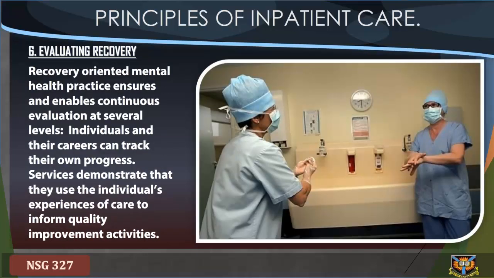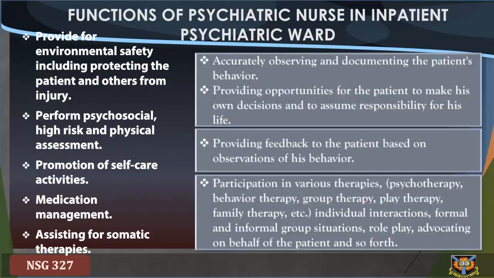6. Evaluating recovery. Recovery-oriented mental health practice ensures and enables continuous evaluation at several levels. Individuals and their carers can track their own progress. Services demonstrate that they use individuals' experiences of care to inform quality improvement activities. The mental health system reports on key outcomes that indicate recovery. These outcomes include housing, employment, education, social and family relationships, health and well-being.